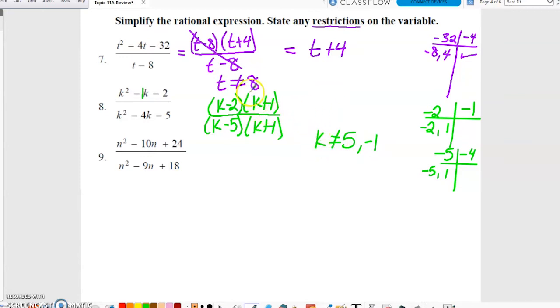And now to cancel stuff out, those k plus 1s cancel, and I am left with k minus 2 over k minus 5 as my answer, with restrictions of k cannot equal +5 or -1.